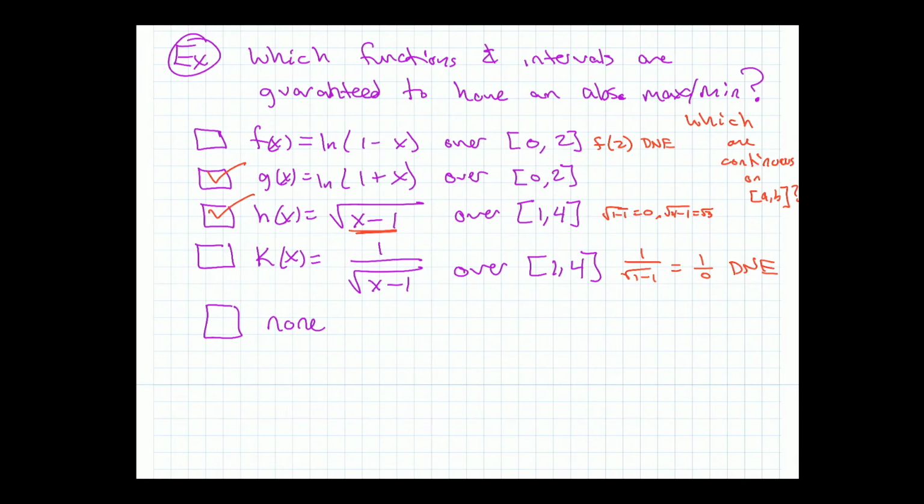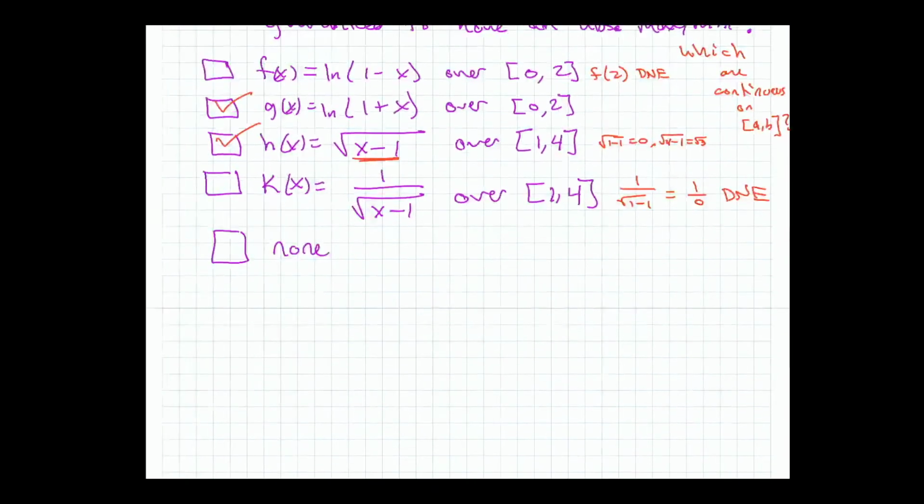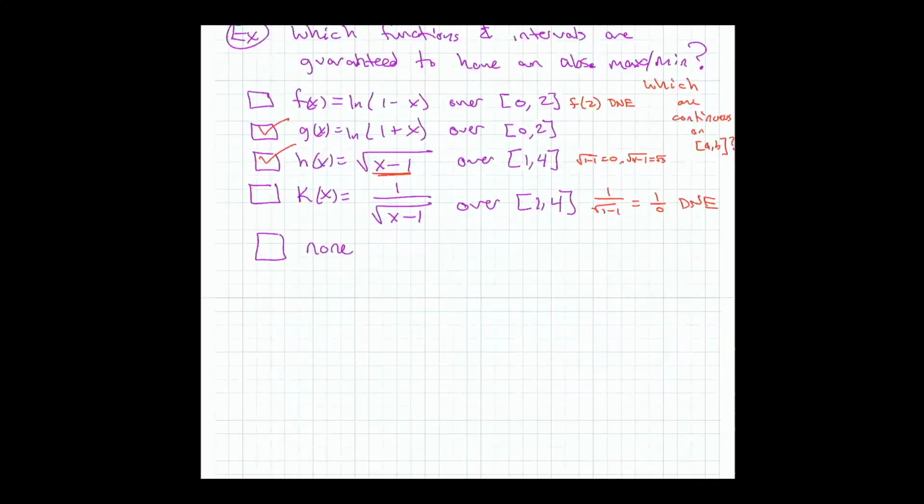Okay, so you're just saying which are continuous. If there's a divide by 0, no. If it's a natural log of a negative, no. Square root of a negative, also not allowed. That's all you're looking for. Okay, that's fine. So you have some like that.